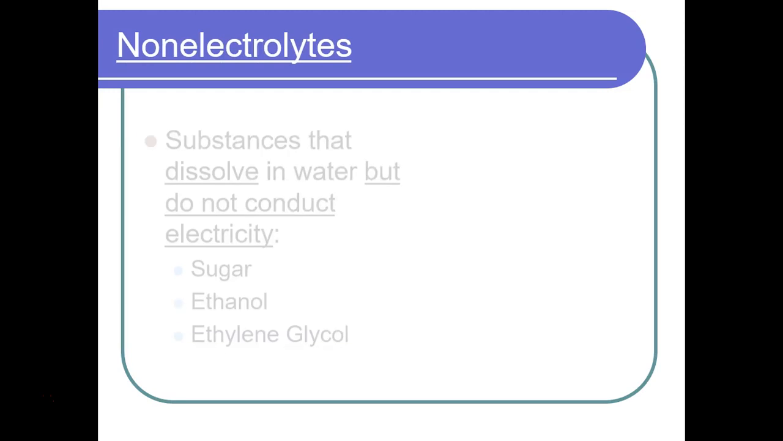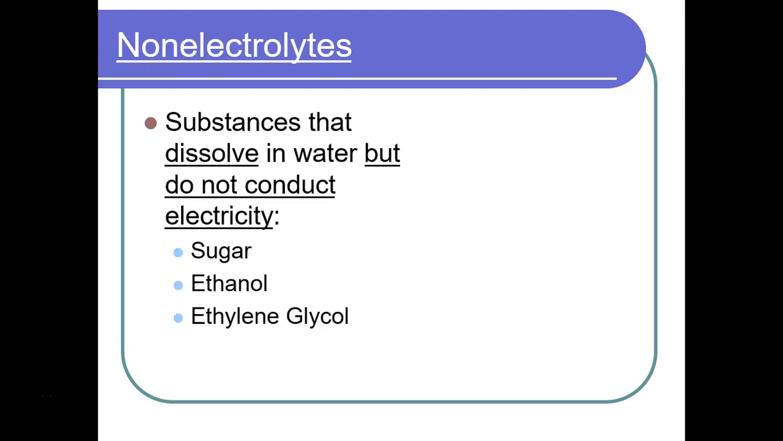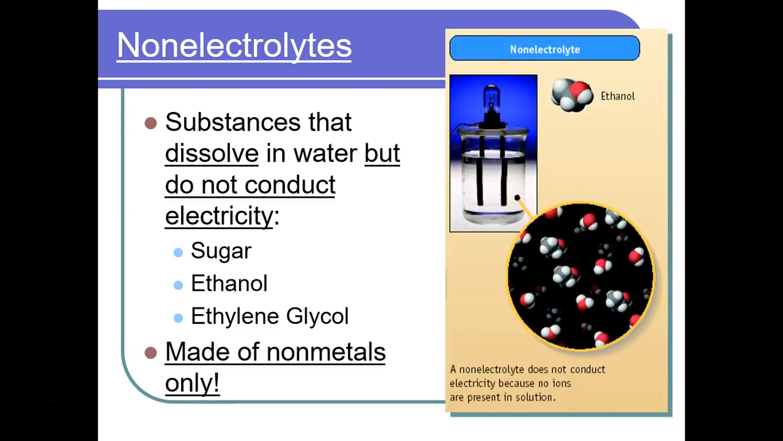Now, if it doesn't conduct electricity, but it does dissolve, we call that a non-electrolyte. Substances that dissolve but don't conduct electricity are made up of non-metals. So they're not going to have the same ions floating throughout, but they are dissolved. So this is what we call a non-electrolyte. And again, the definition on this one, non-metals. That's going to be our key.